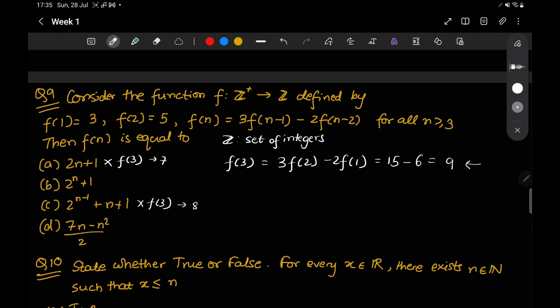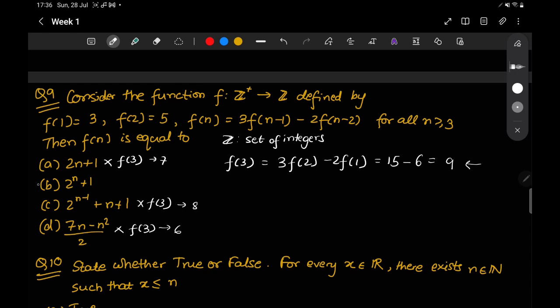Now let us look at option D. For n equals 1, 7 minus 1, which is 6, divided by 2 is 3, it satisfies. For n equals 2, 7 into 2 is 14, minus 2 squared, which is 4, so 14 minus 4 is 10, 10 divided by 2 is 5, it satisfies. Then n equals 3, 7 into 3 is 21, and 3 squared is 9, so 21 minus 9 is 12, 12 divided by 2 is 6, so this also does not satisfy because it gives 6.